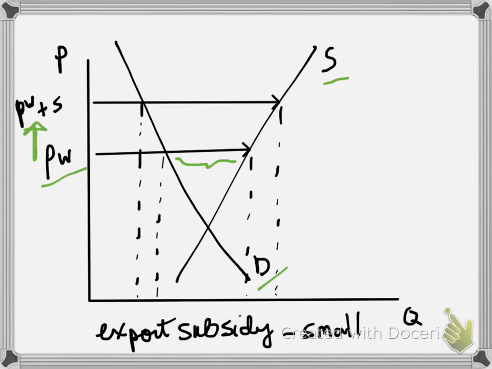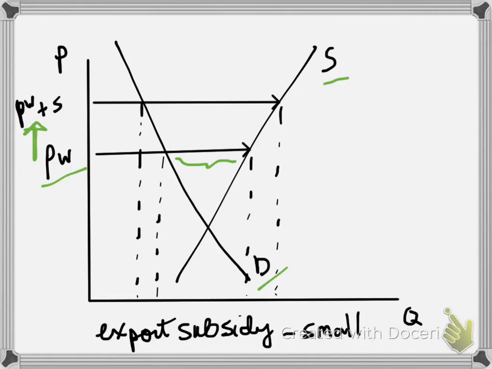Consumers, we assume, can't purchase at PW, but instead have to purchase now at the price PW plus S because the domestic producers won't sell product to them at PW, will instead sell them at PW plus S. So we assume that the domestic consumers, for some reason, maybe there's a tariff also, can't import at PW. So the domestic price becomes PW plus S.